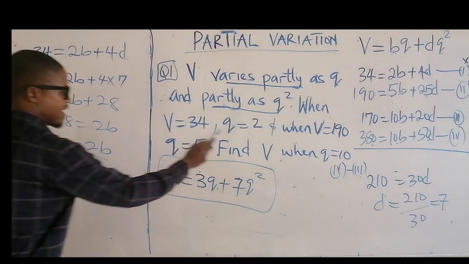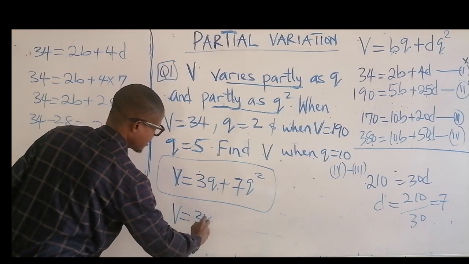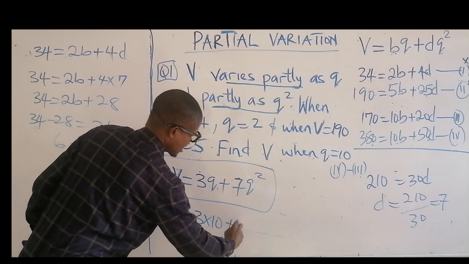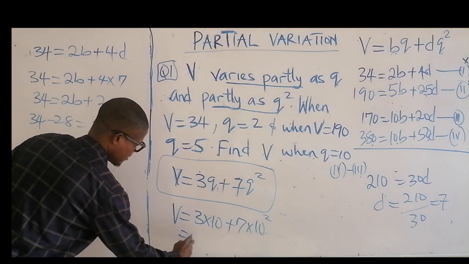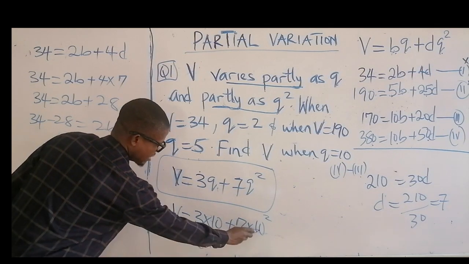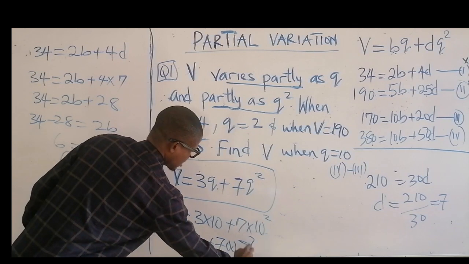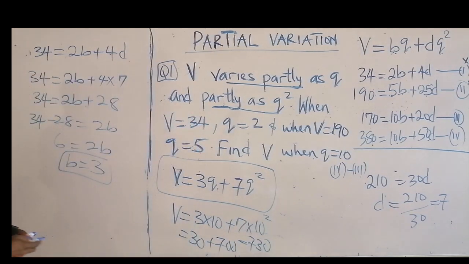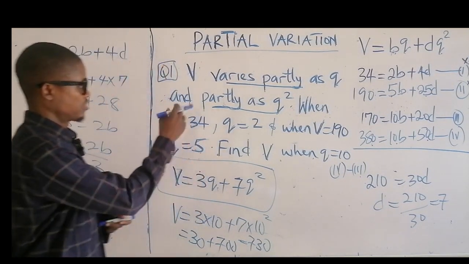Then we can go back here and find v when q is 10. So v is equal to 3 times 10 plus 7 times 10 squared. So we're going to have 30 plus 10 squared, which is 100, times 7, that's 700. And that's 730. So that's that on this question on partial variation. So let's go to the second question.